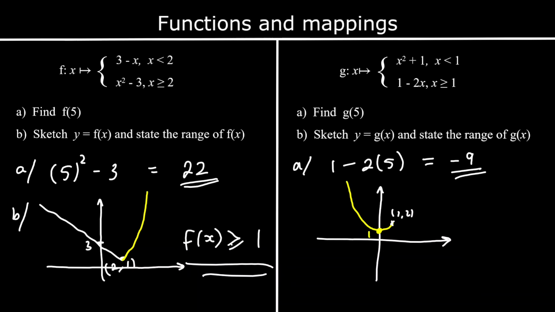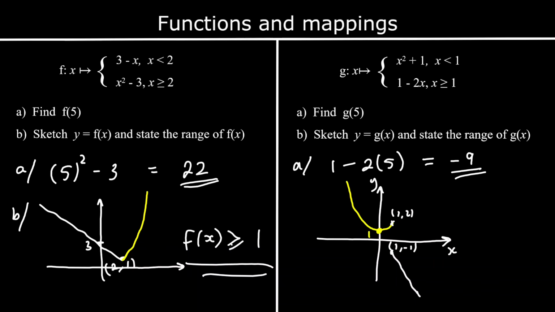1 minus 2x, when x is bigger or equal to 1. So when x is 1, we're at negative 1. So 1, negative 1 is down here. And it's got a gradient of negative 2. So it's like this. So 1, negative 1. And the function keeps going down.